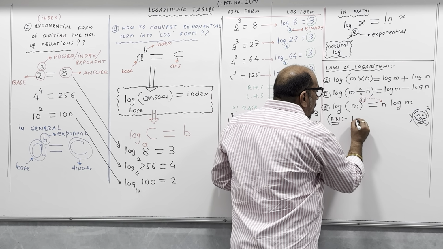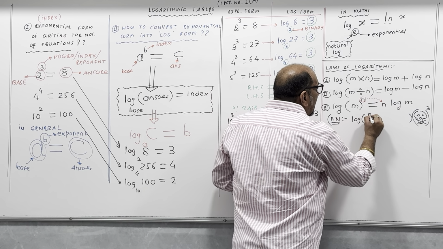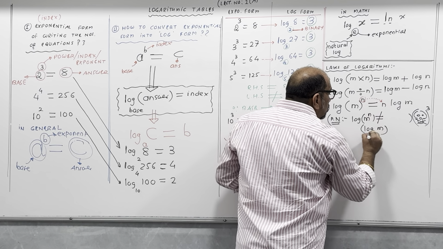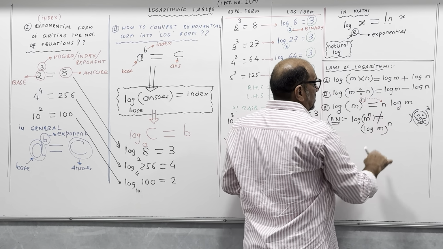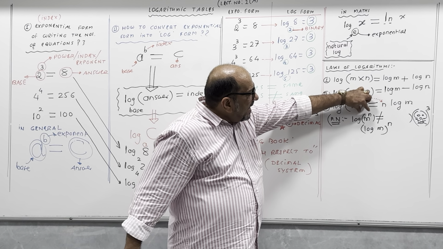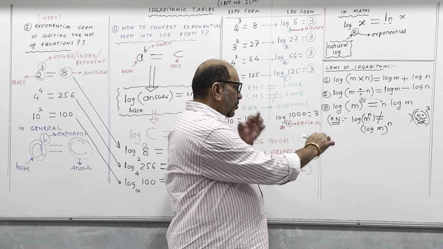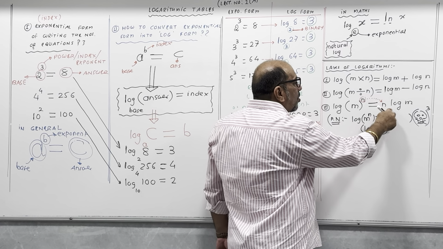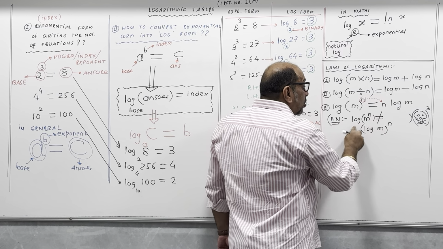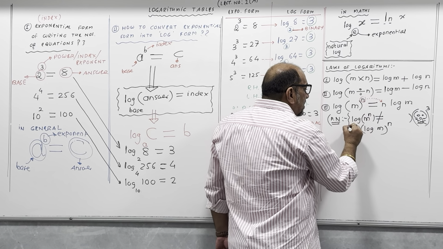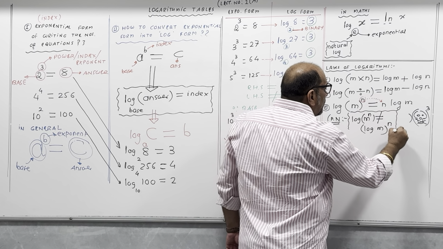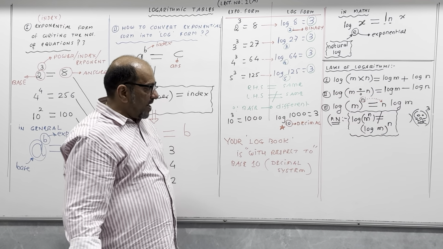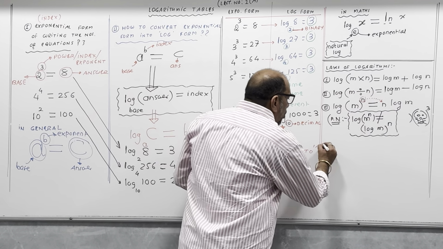Mind you, log of m raised to n and log of m the whole raised to n are not the same, right? But a bracket is very, very important. ध्यान से देखो, over here this is log of bracket m raised to n, and that is n log m. But this is log of m the whole raised to n. So please remember, log of m raised to n is not equal to log of m the whole raised to n.